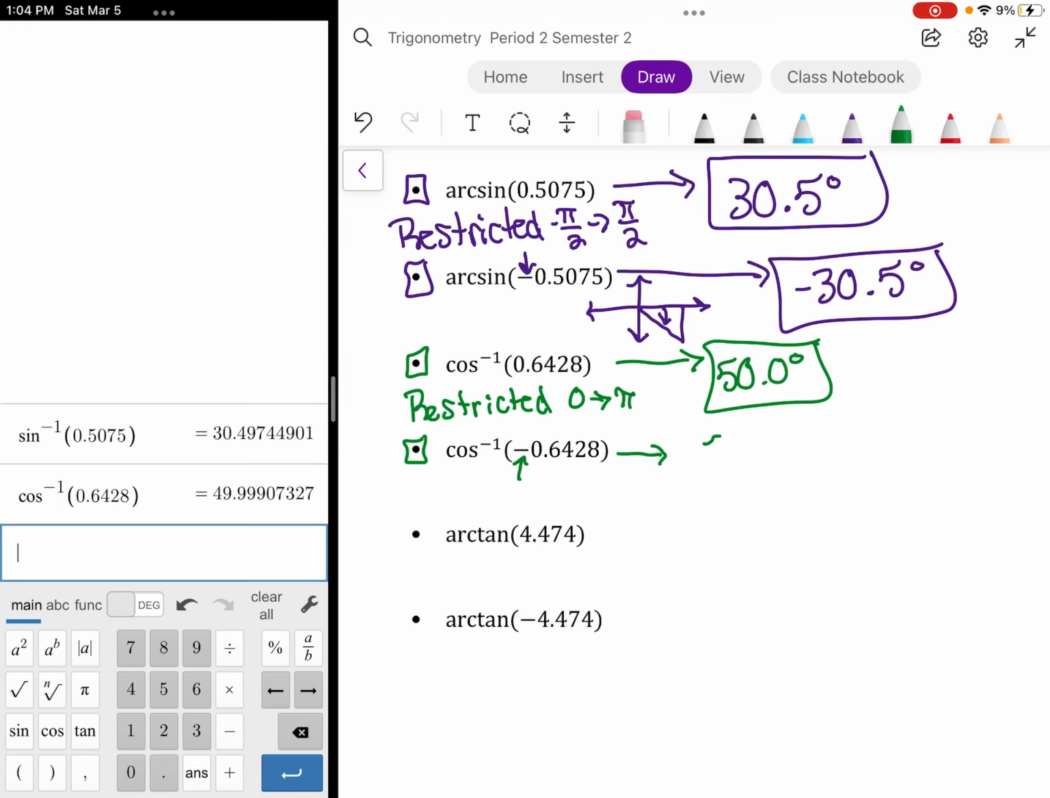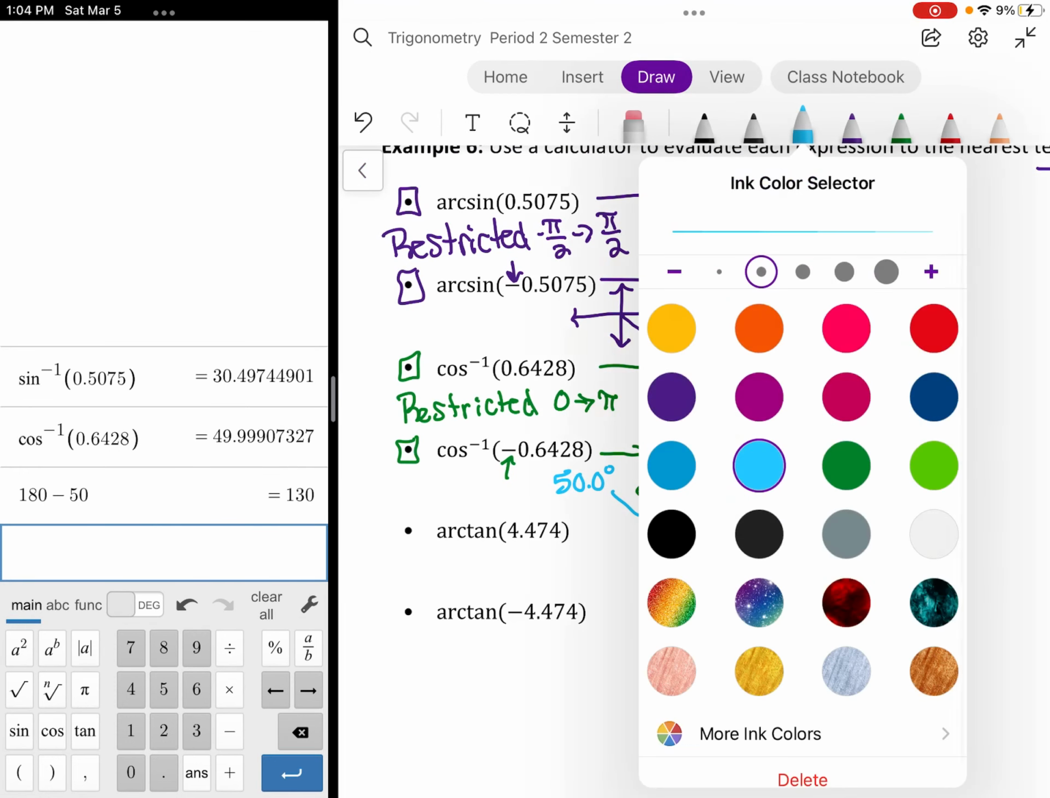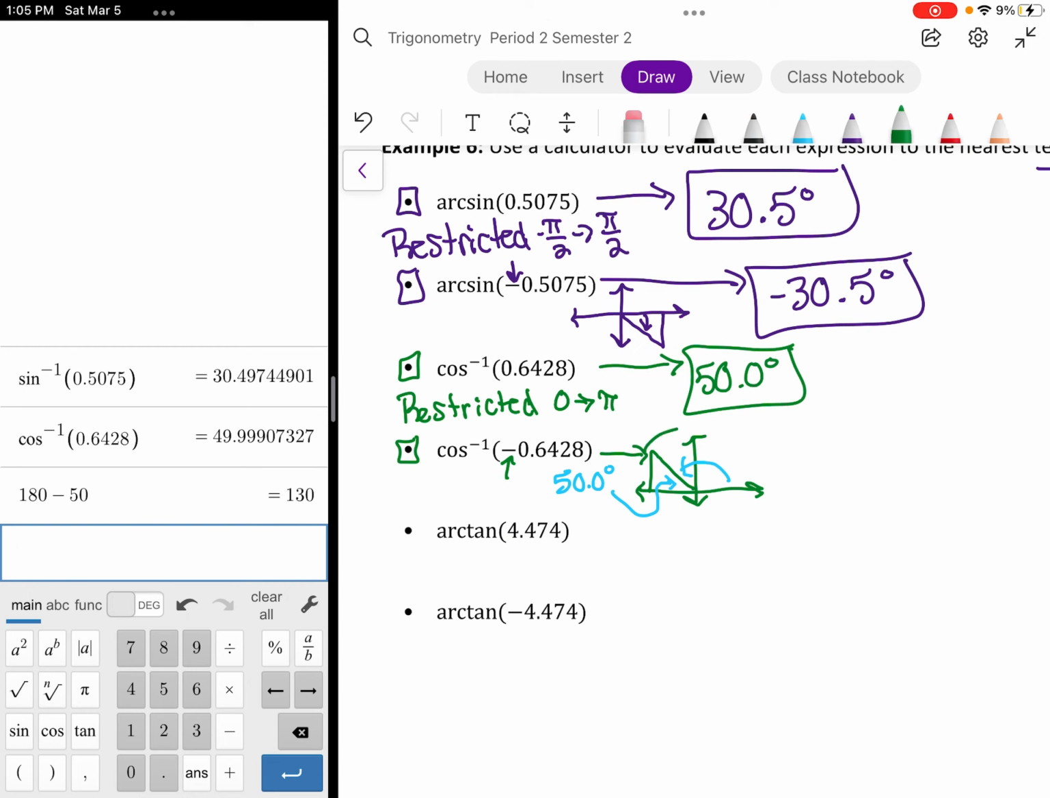Then cosine has to be negative in the second quadrant because that's in our restricted area that we're looking for. So that tells us this reference angle here is 50.0 degrees. And we're looking for this outside angle. So we're going to take 180 minus 50, and that tells us that our answer here for our second inverse cosine problem is 130.0 degrees. So those restrictions are going to help us find the only angle possible for these.